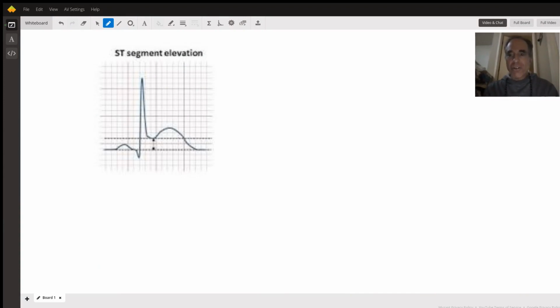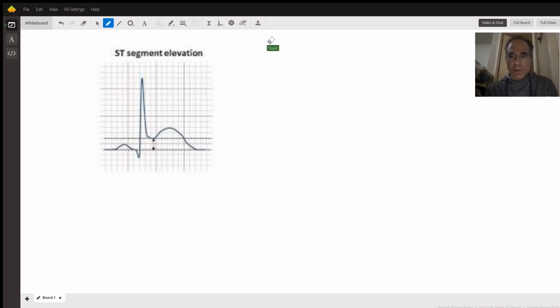Hi, everyone. A question that keeps coming up is, you know what ST elevation is, but you don't know exactly how to qualify that you have ST elevation. For example, if you're distinguishing between having STEMI versus having NSTEMI or unstable angina, you have to know the difference because it determines a whole different course of action.